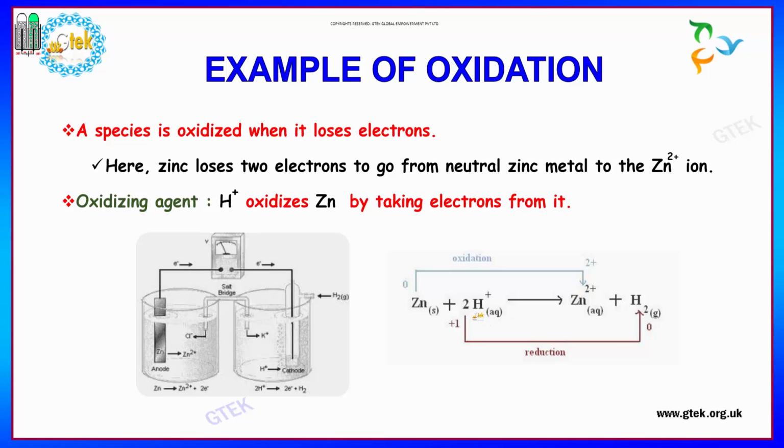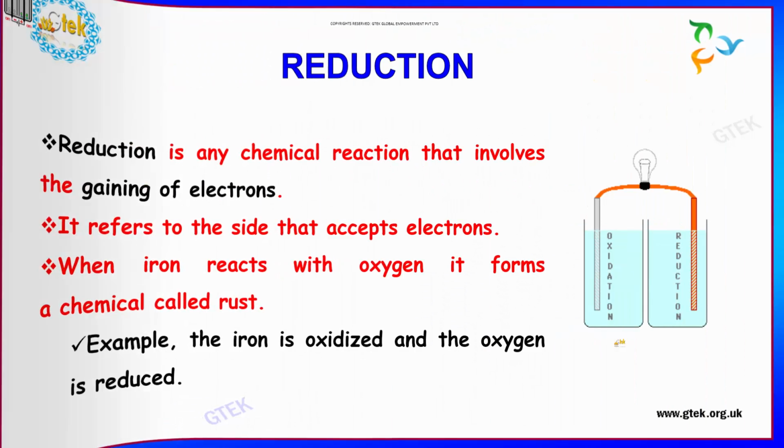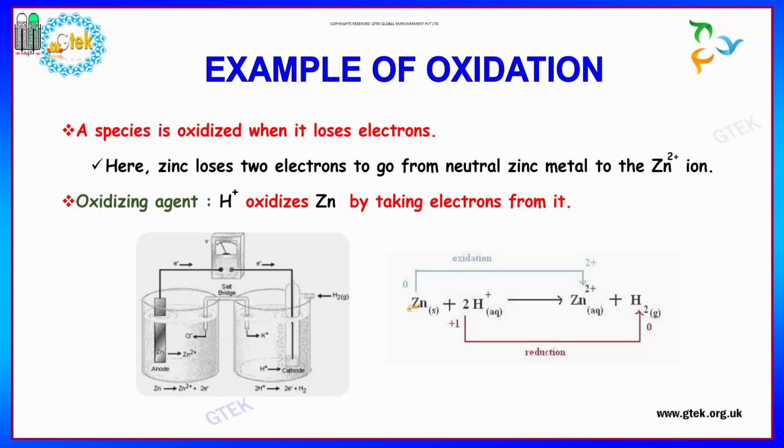Whereas here H+ becomes H2. So it gains an electron. Then it's called a reduction process. So here H+ oxidizes zinc by taking electrons. So H+ is considered an oxidizing agent.